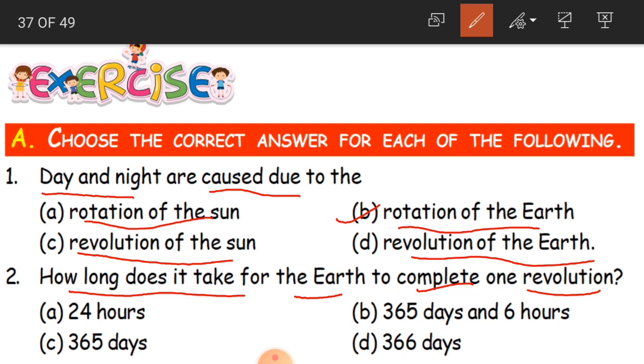Now the second question is, how long does it take for the earth to complete one revolution? What is revolution children? That is the earth revolving around the sun. To complete one revolution, how many days or how much time does the earth take? Is it 24 hours, 365 days and 6 hours, or 365 days and 366 days? And the answer is B, that is 365 days and 6 hours.